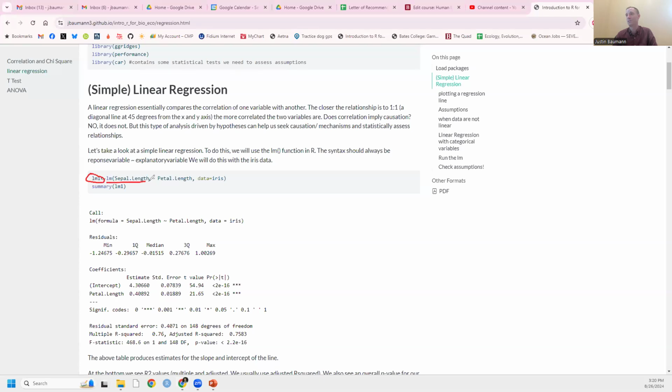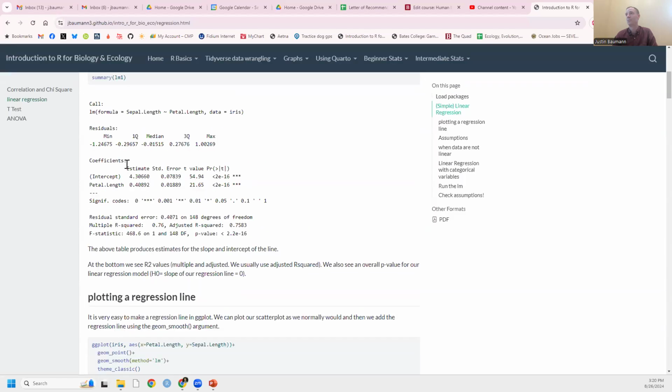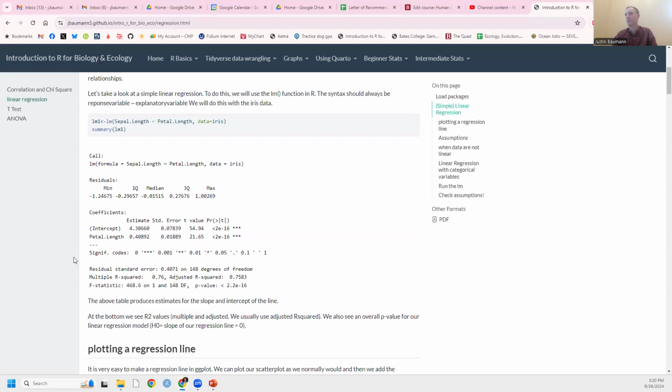I ran my linear regression, the relationship between the length of my sepal and the length of my petal using data from Iris. When I run the summary of that, it spits out this whole big complicated table, which is all what you see down here below the call. So it spits out all this stuff. A lot of it means a lot of things. A lot of it is confusing. I don't need you to care about really any of it. I want you to look down here.